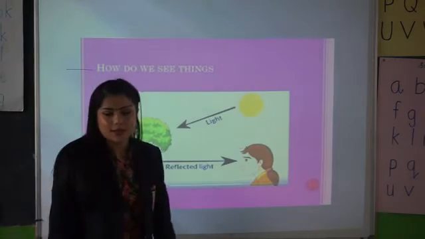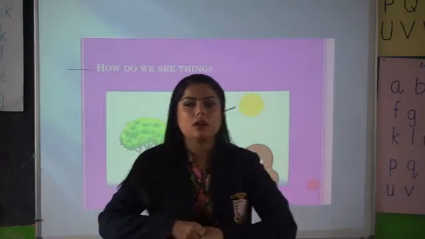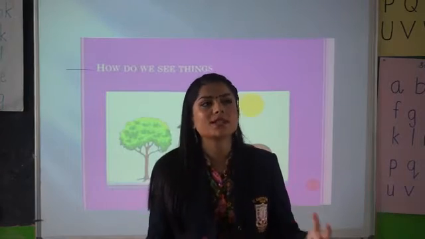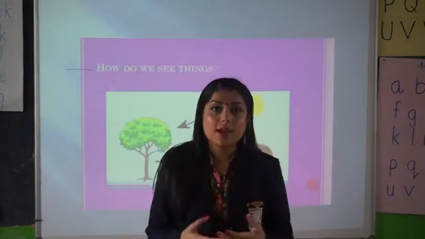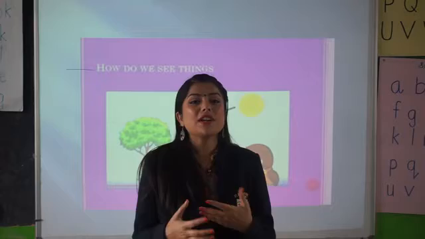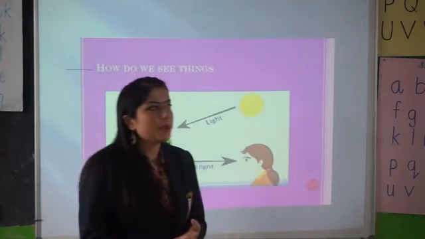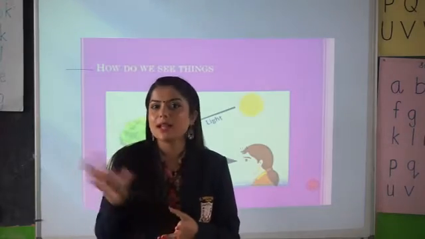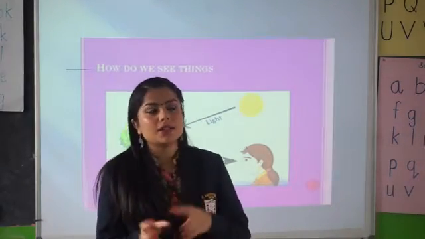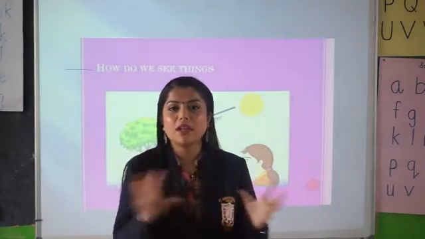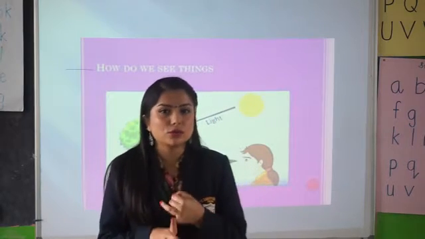Now, over here, how do we see different objects in our surroundings? There are different types of objects. Some are luminous, some are non-luminous. Now what happens when there are luminous objects? Like sunlight is a luminous object. We can directly see sunlight. We don't need the help of any other lights. Like the moon is also luminous.